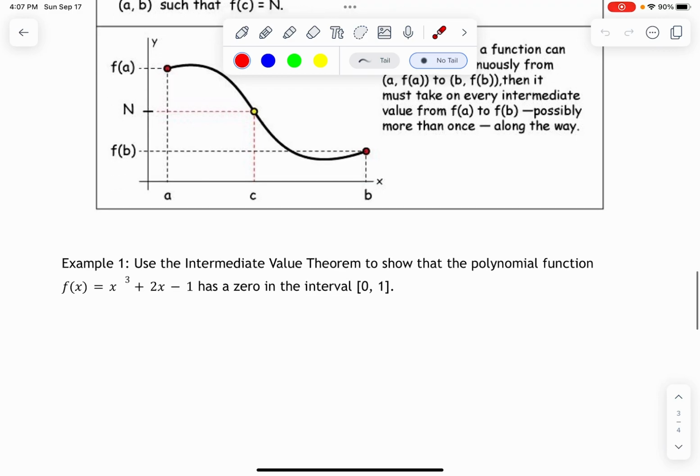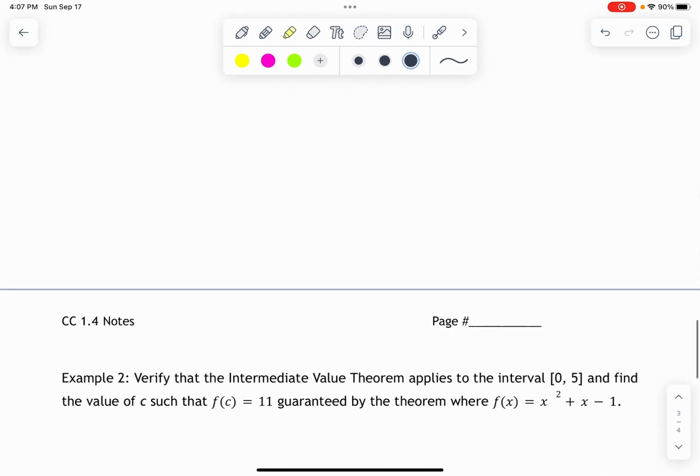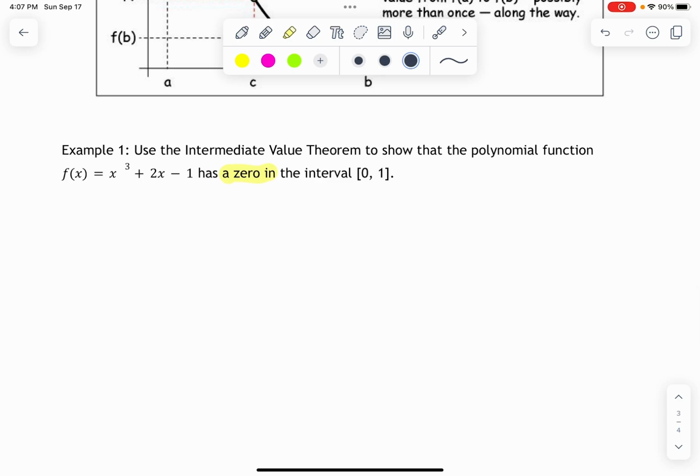We are going to use it to show that a polynomial has a 0, which just means, not actually finding the x value, but just showing that there is one. And then in the second example, we'll actually find it. So for the intermediate value theorem, first you have to make sure that the function is continuous. So is this continuous? We start with that.